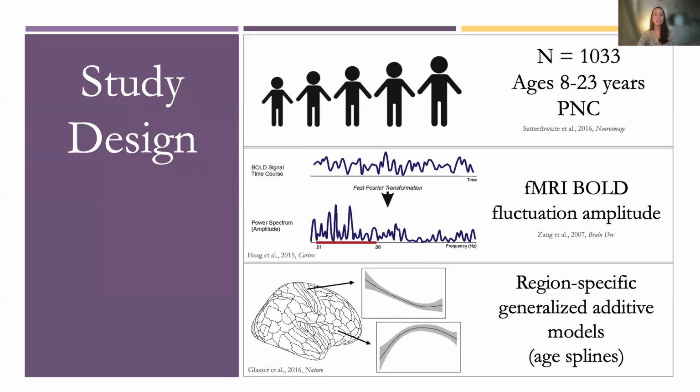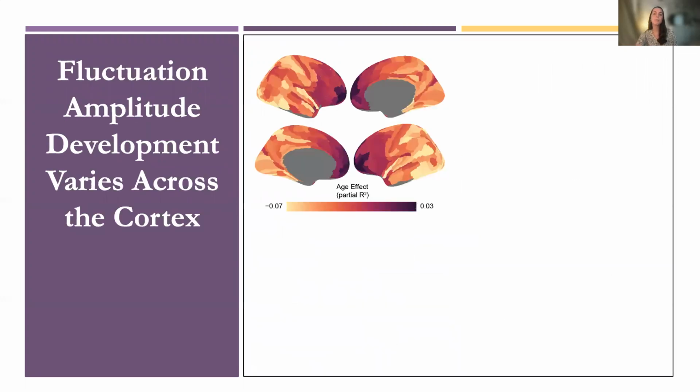We tested this prediction in a cross-sectional sample of 1,033 youth ages 8 to 23 years old from the Philadelphia Neurodevelopmental Cohort. In this sample of participants, we quantified cortical BOLD fluctuation amplitude by calculating the average power in the time-varying BOLD signal in a 0.01 to 0.08 Hertz power spectrum. We then flexibly modeled associations between fluctuation amplitude and age within individual cortical regions using generalized additive models, which we use to fit an age spline while controlling for sex and in-scan motion.